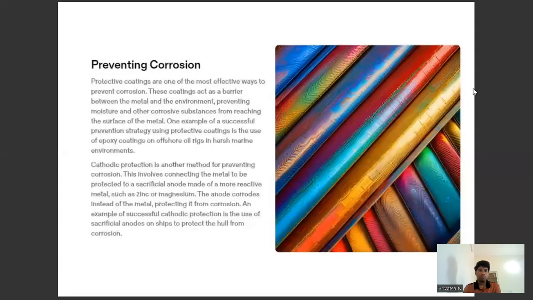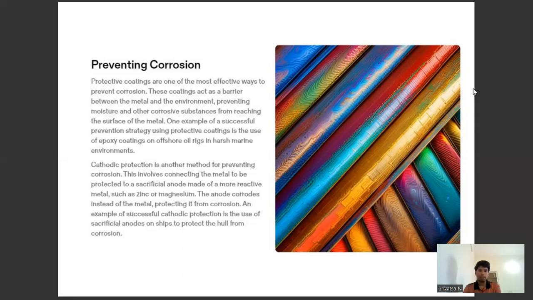Preventing corrosion. Protective coatings are one of the most effective ways to prevent corrosion. These coatings act as a barrier between the metal and the environment, preventing moisture and other corrosive substances from reaching the surface of the metal. One example of a successful prevention strategy using protective coatings is the use of epoxy coatings on offshore oil rigs in harsh marine environments.